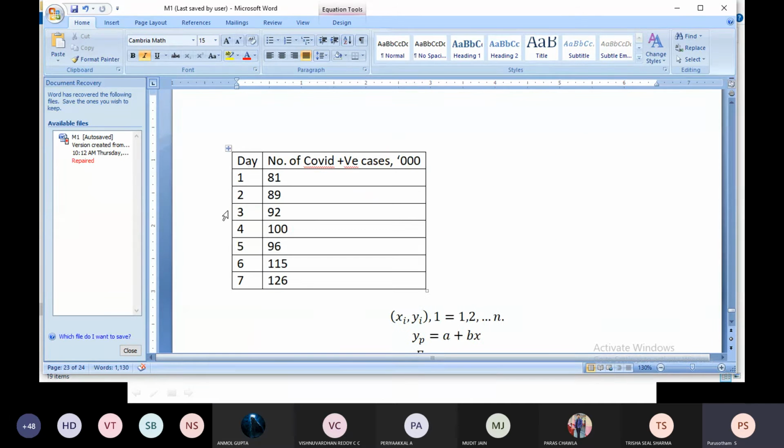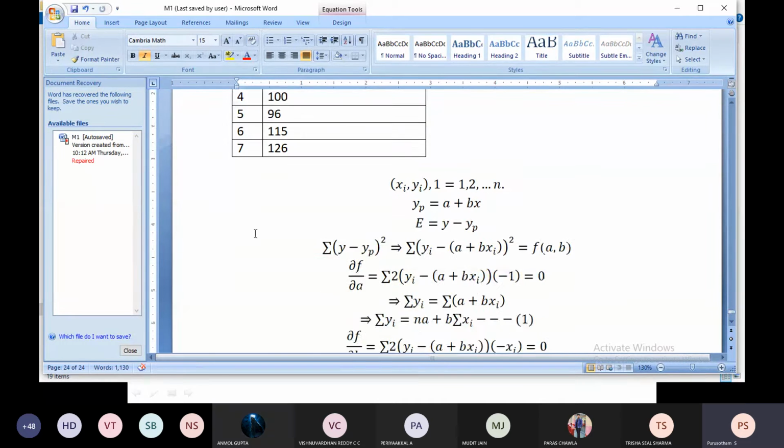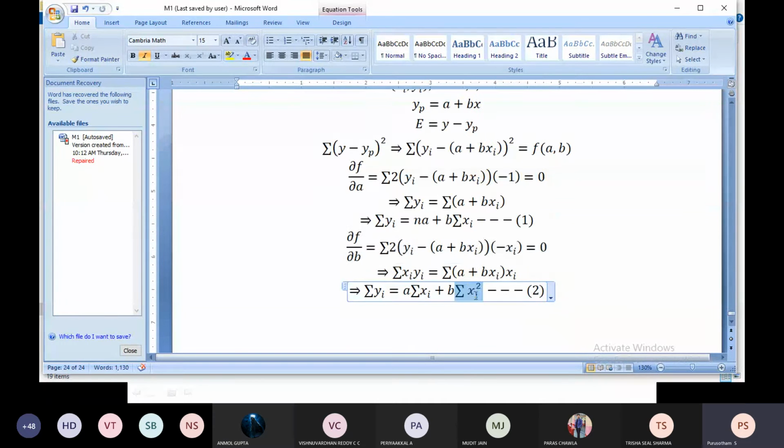So here the days may represent x and the number of COVID cases may represent y. Sigma xi is something like 1 plus 2 plus 3 plus 4 and so on. So sigma xi square, squaring these xi values and adding them, remains constant, right? So this will be constant, this will be constant, and this is constant. Only a and b are unknowns here. And here also sigma yi is constant, n is constant, sigma xi is constant, a and b are unknowns.